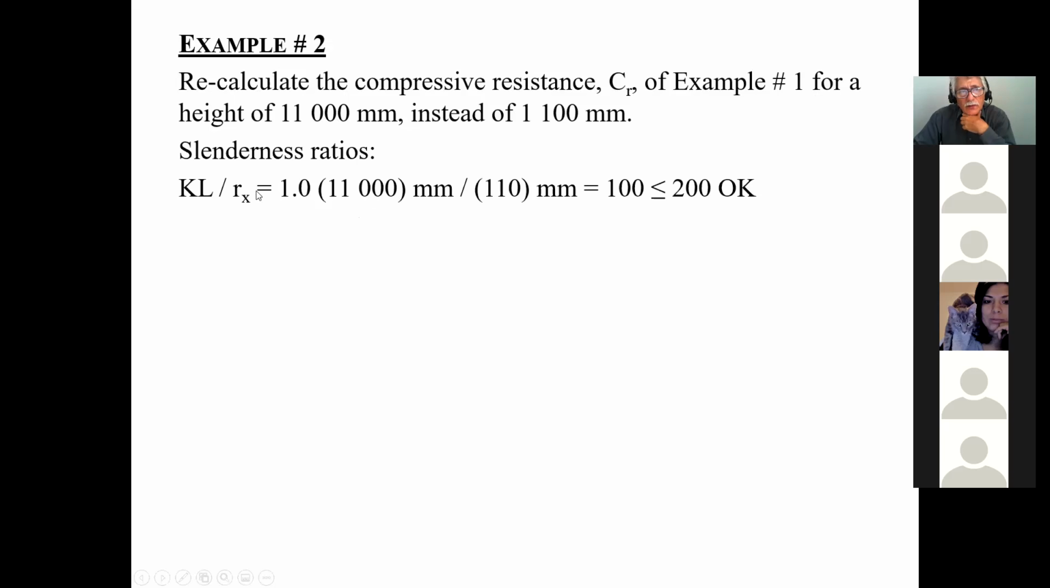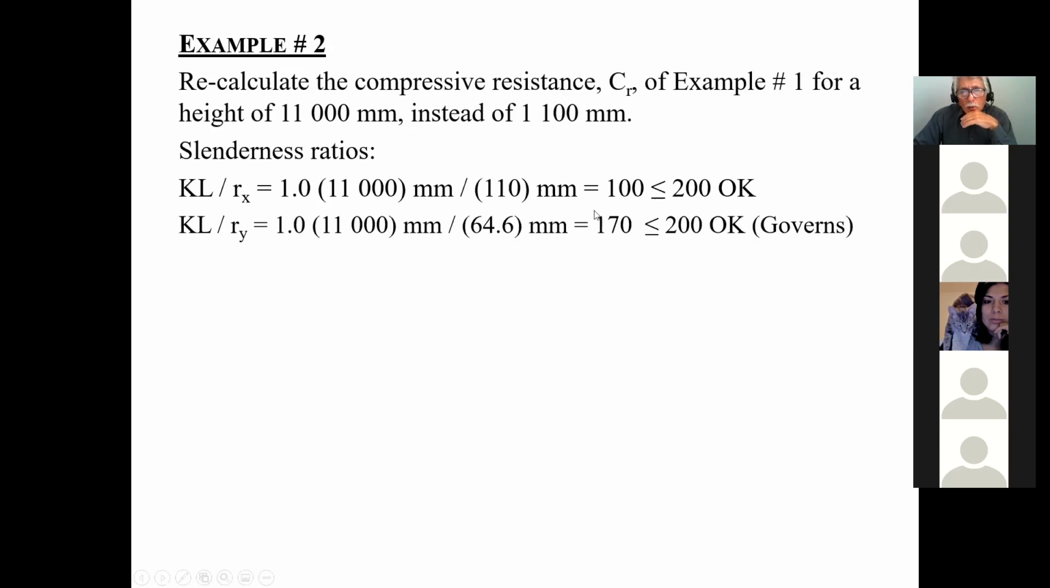Now the slenderness ratio for the RX is 100, still less than 200, not a problem. RY is 170, getting close to 200, and therefore it's starting to really be down there. If you remember that graph I showed you, how the slenderness affects the resistance, it's starting to get really low. Now, I'm going to use this table here. So I go to the table with 170. I'm going to go to this table here.